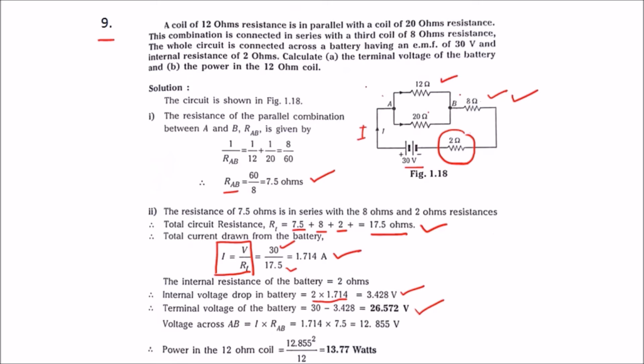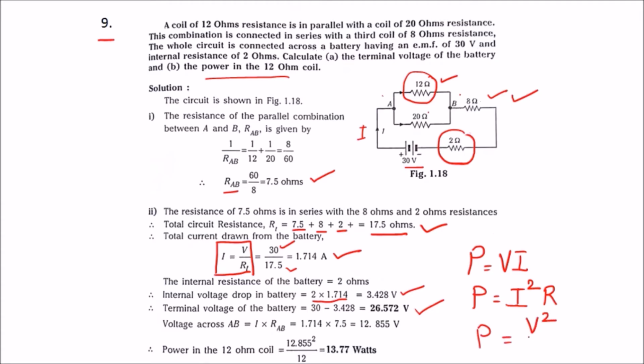So then the second point, that is the power in the 12 ohm coil. So this is the 12 ohm coil. We need to find the power, that is power is nothing but V into I. So the power formula can be written as V into I, or power can be written as I square R, or power formula can be written as V square divided by R. So these are the three formulas.